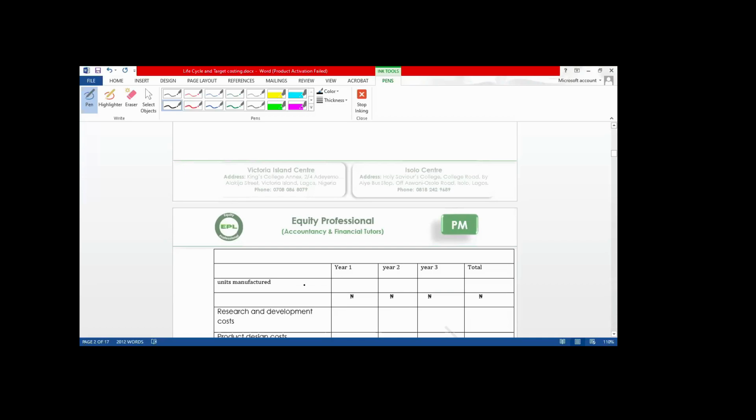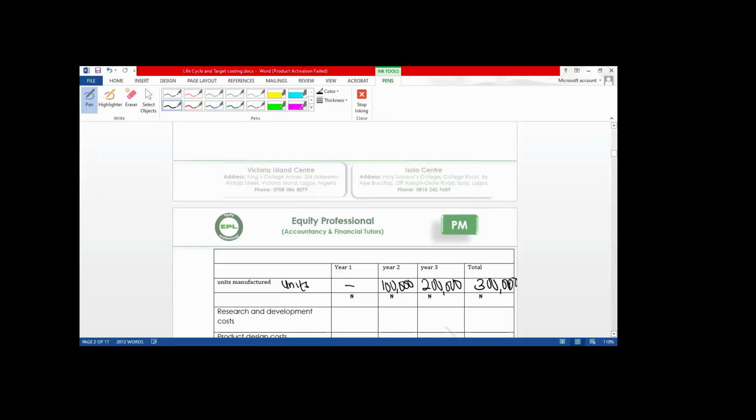Unit manufacture. Nothing here. Year 2, 100,000 units. Year 3, 200,000 units. Total will give me 300,000 units manufactured.